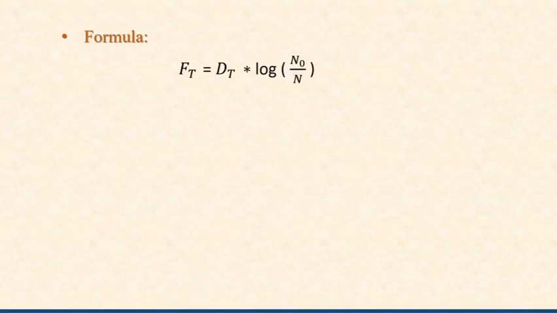See the formula of F-value. This is the formula of F-value, that is multiplication of D-value with the number of log reductions. So the term log N0 by N is also known as log reduction or log cycle or sterilization value.